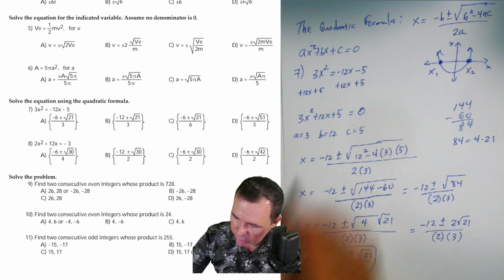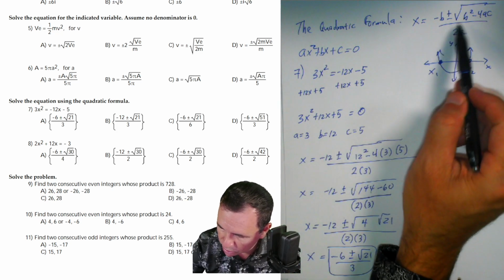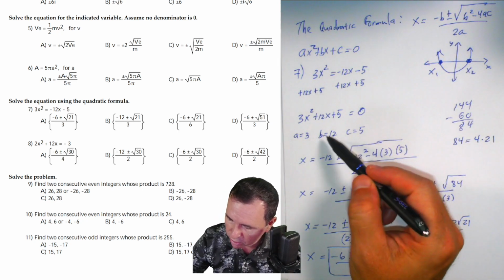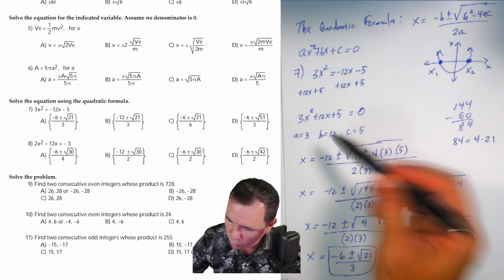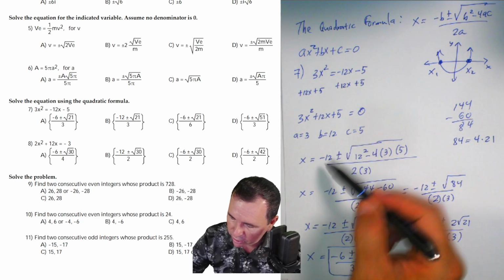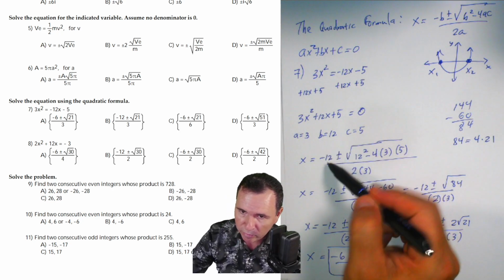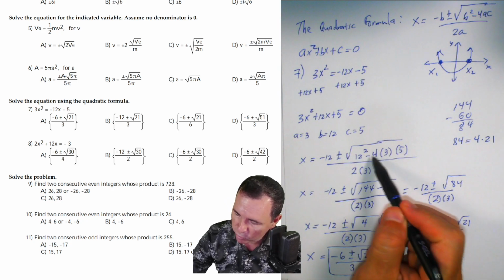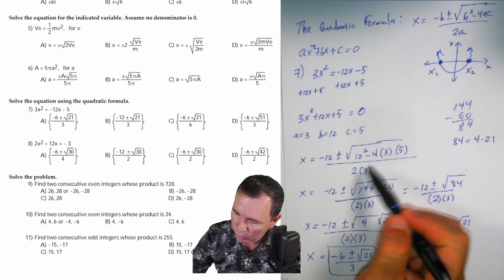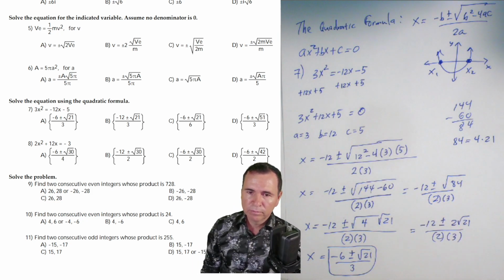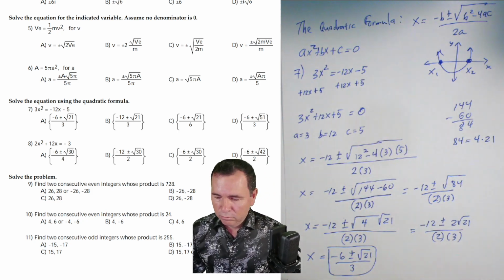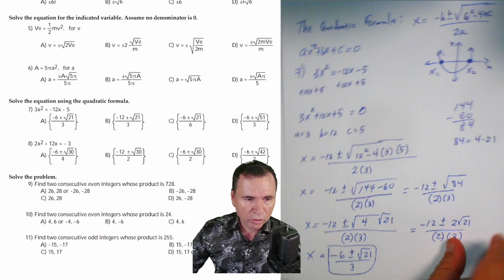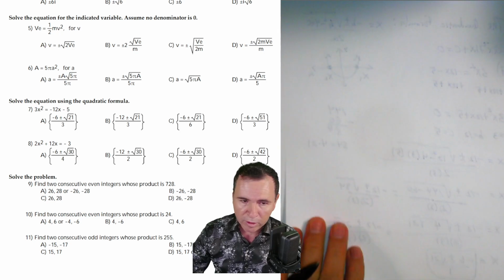Then once you know a, b, and c, you're supposed to use this formula and substitute. So instead of putting a b, you're going to put a 12. It's negative b, so it's negative 12. It's going to be plus or minus the square root of b squared minus 4ac over 2a. All right. That's how you do number 8. Now let's go ahead and go to number 9. Number 9 looks like a fun problem.